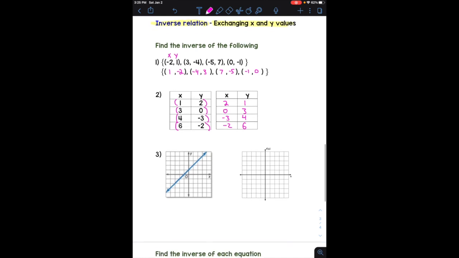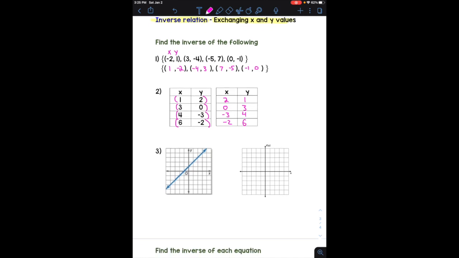For number 3, we're going to graph the inverse of the line. It sounds a little bit more complicated than it is. What you're going to do is just pick 2 ordered pairs anywhere on that line. There are a bunch that you could pick from, any ordered pair on the line, but all we need to do is pick 2 out of those.